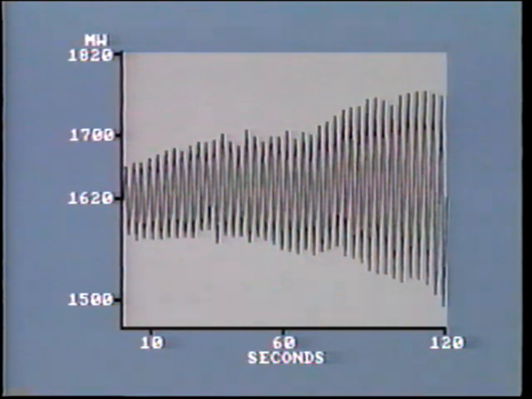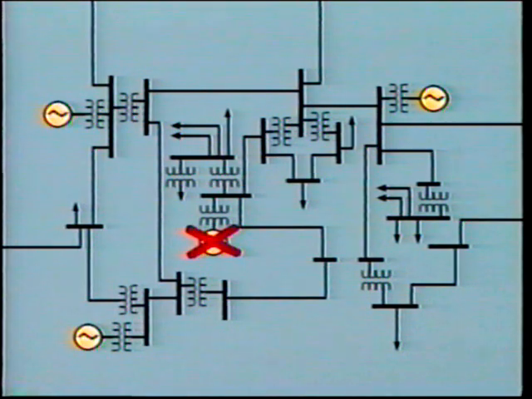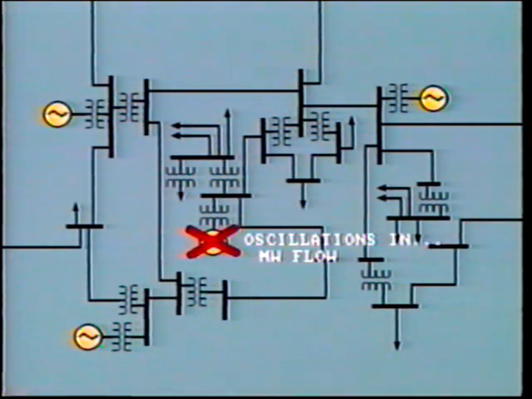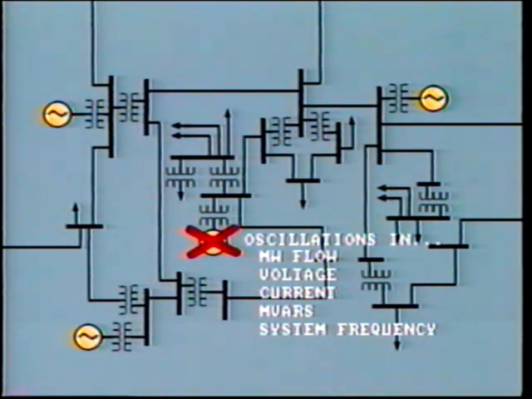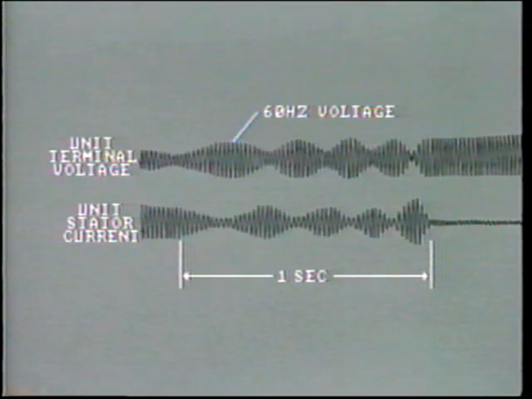You will remember that we discussed this problem of instability in an earlier tape. When instability occurs, we will see oscillations not just in megawatt flow, but also in voltage, current, megavars, and system frequency. Oscillations in voltage and current show up as envelopes superimposed on the normal 50 or 60 hertz voltage or current.